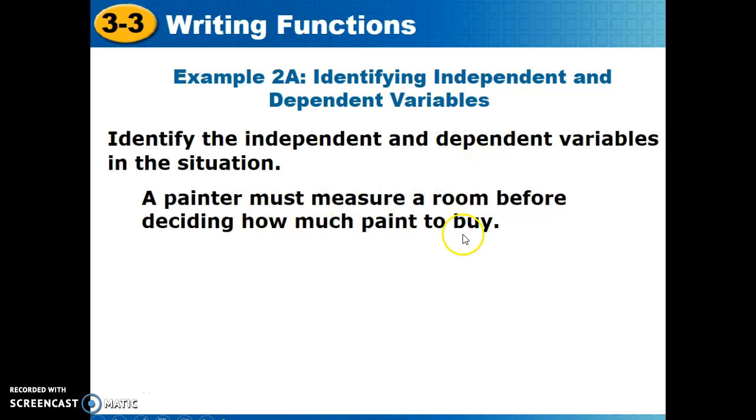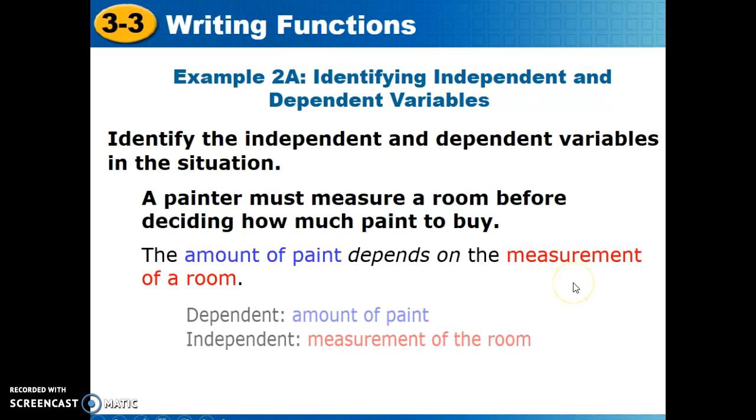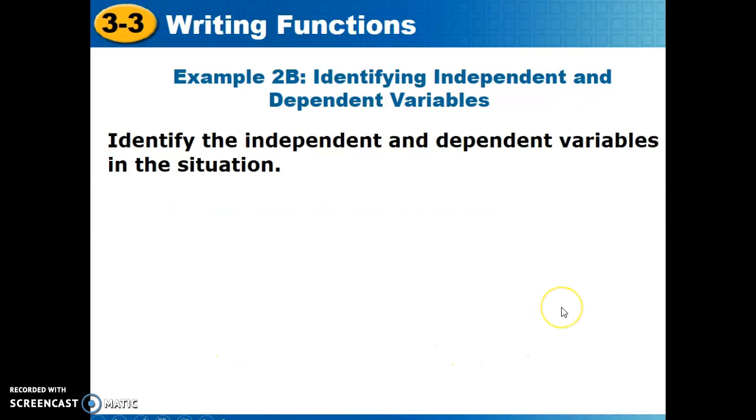A painter must measure a room before deciding how much paint to buy. So the size of the room and the amount of paint are the two variables. The amount of paint depends on the measurements of the room. Paint depends, therefore it's dependent. The independent is the leftover variable.